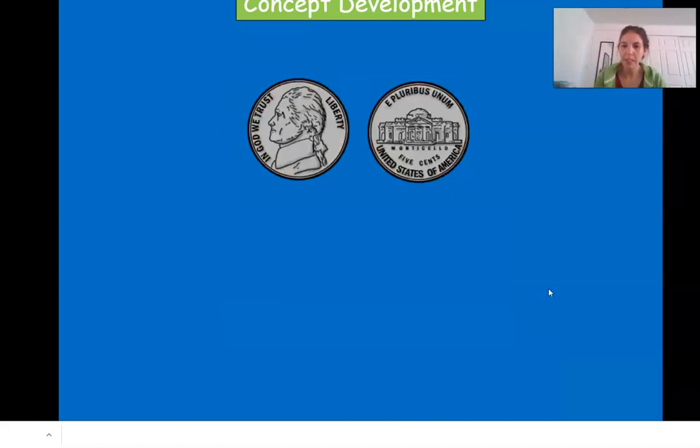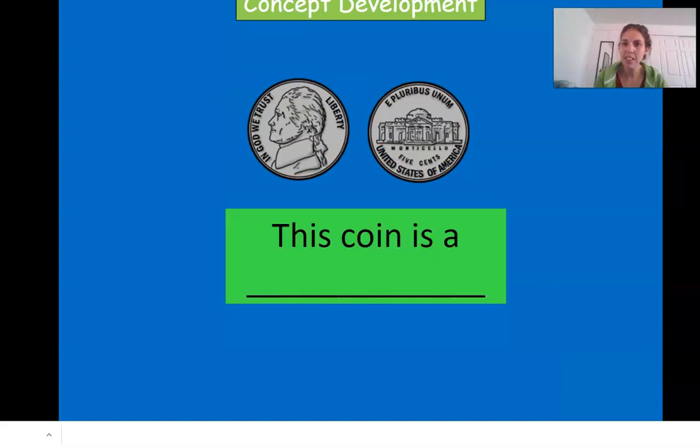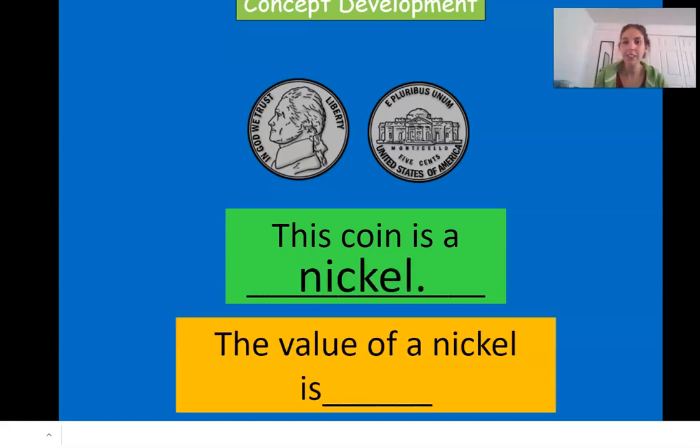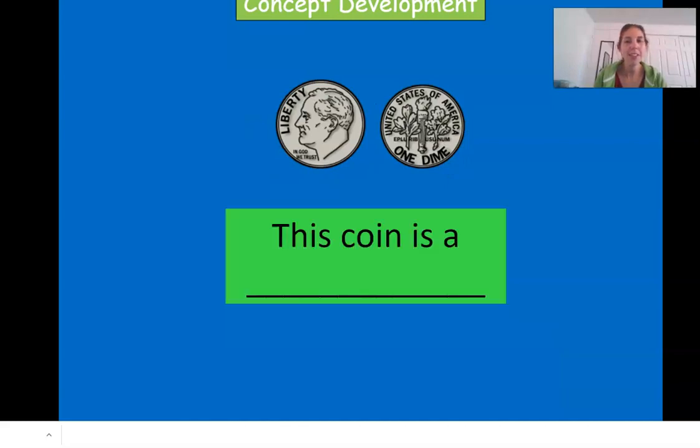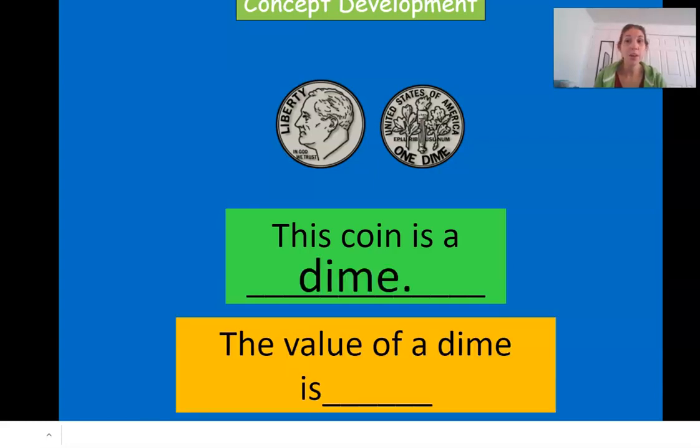1 cent. Okay. Now, what is the name of this coin? It's called a nickel. Everybody say nickel. Nickel. And the value of a nickel is, do you know how much it's worth? 5 cents. The nickel is worth 5 cents. What about this one? Do you know what this one is called? This is called a dime. Dime. And a dime is worth 10 cents. The dime is worth 10 cents.